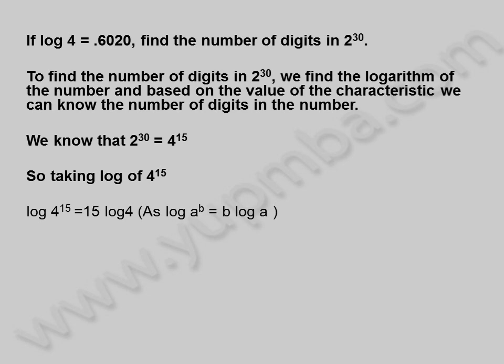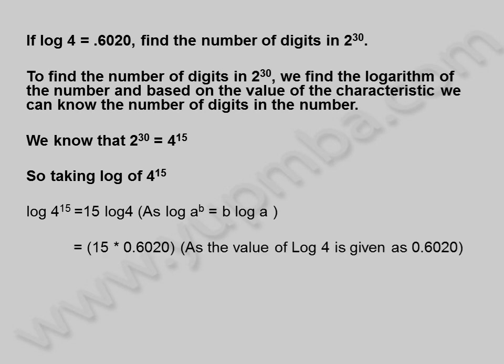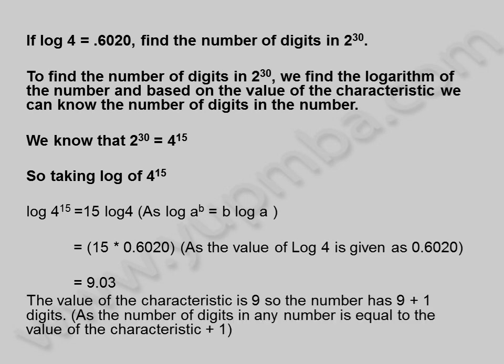Log 4 power 15 is equal to 15 log 4, as log A power b is equal to b log A. This is equal to 15 into 0.6020, as the value of log 4 is given as 0.6020, which is equal to 9.03. The value of the characteristic is 9, so the number has 9 plus 1 digits. As the number of digits in any number is equal to the value of the characteristic plus 1. The number of digits in 4 power 15 is 10.